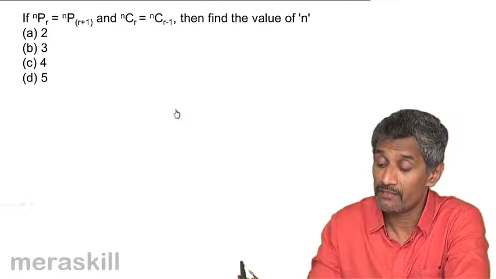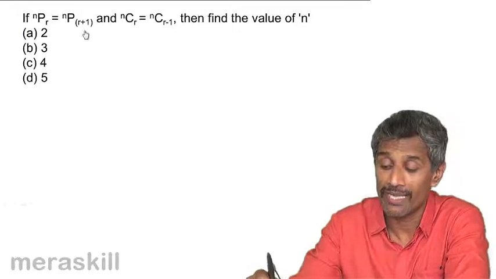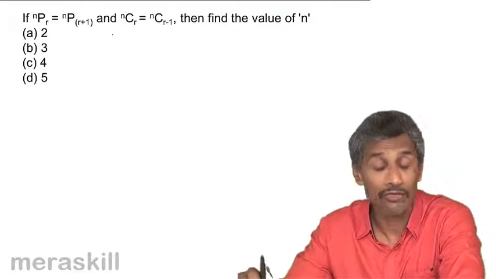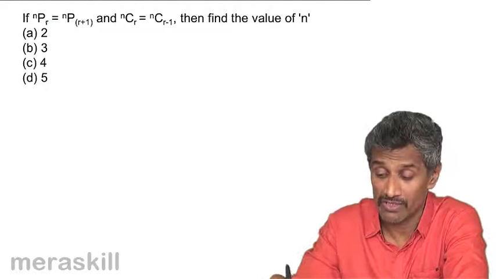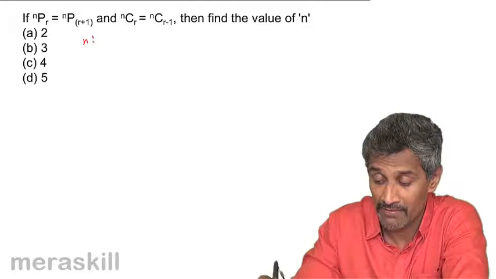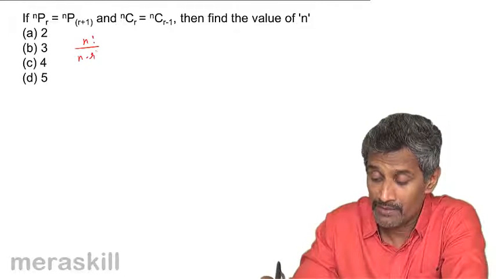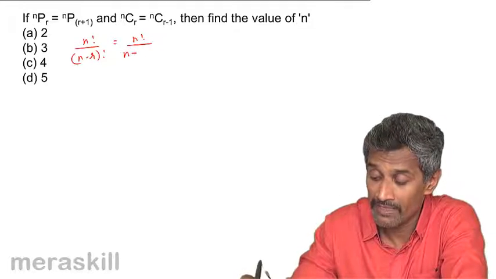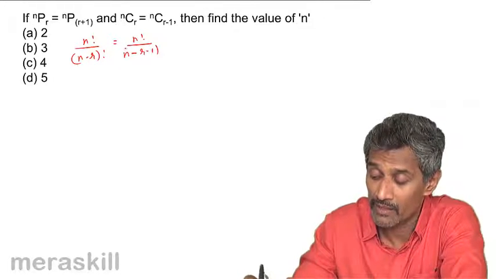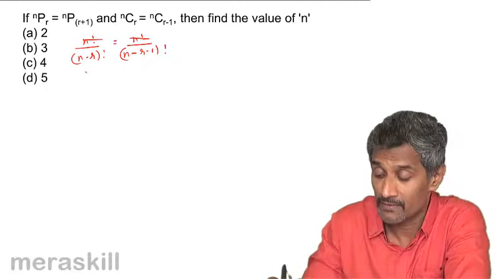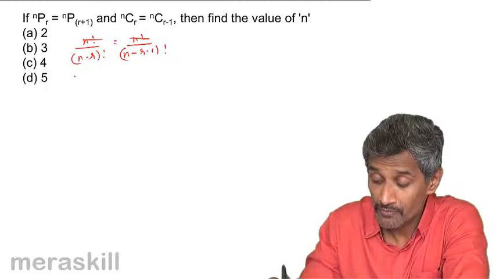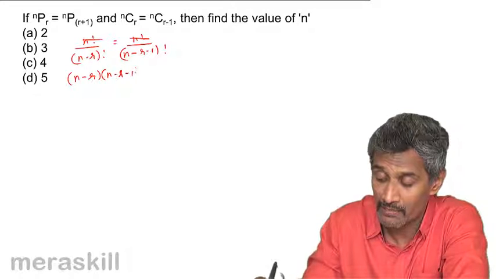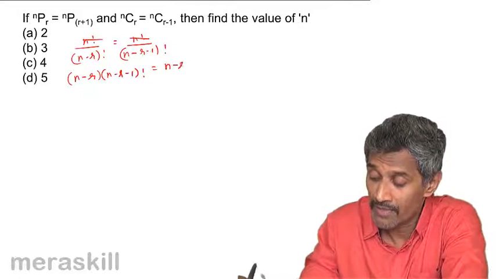Okay. Here we have a situation: nPr is equal to nP(r+1) and nCr is equal to nC(r-1). Then find the value of n. This again is a pair of simultaneous equations. nPr is nP(r+1), that is n factorial upon n minus r factorial is equal to n factorial upon n minus the whole of r plus 1, that is n minus r minus 1 factorial. This of course gets cancelled. So now this means that n minus r factorial can be written as n minus r into n minus r minus 1 factorial.